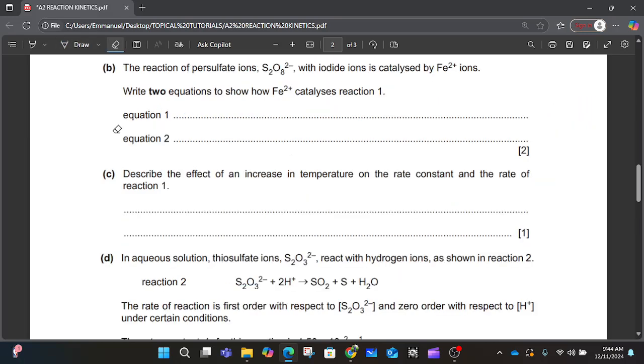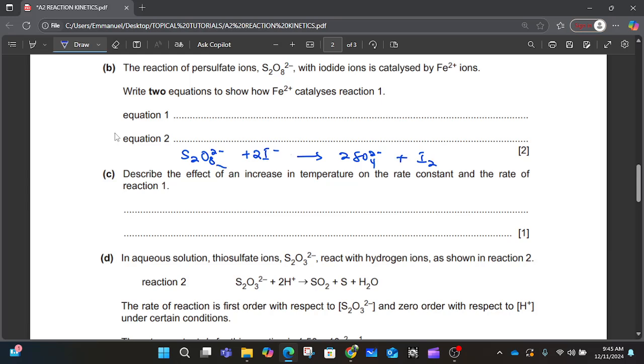B. The reaction of persulfate ions S2O8 2- with iodide ions is catalyzed by Fe2 plus ions. Write two equations to show how Fe2 plus catalyzes reaction 1. So we were told that the reaction is occurring between S2O8 2- ions plus iodide ions. And this reaction gives us, it's a redox reaction that gives us 2SO4 2 minus plus I2. And so to balance that, we put 2 here.